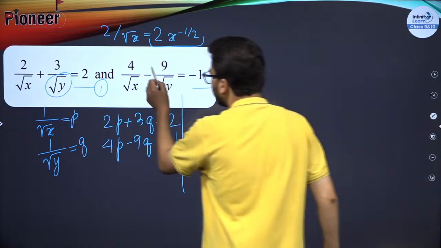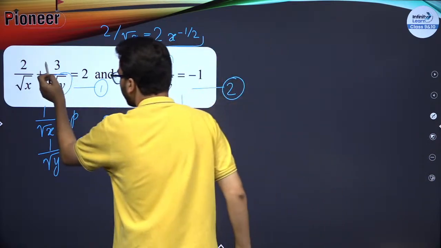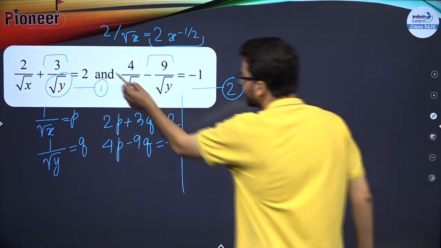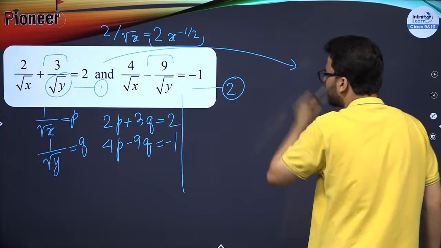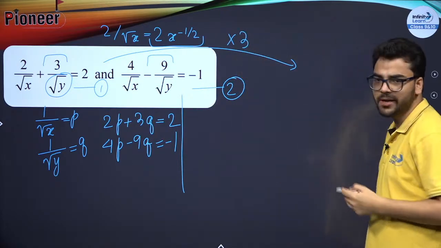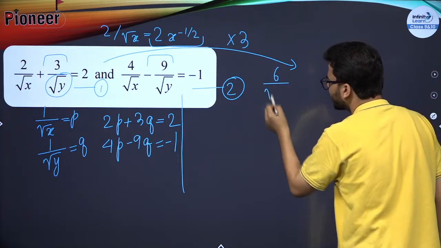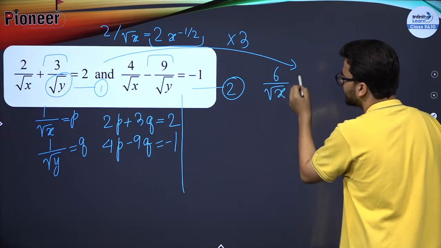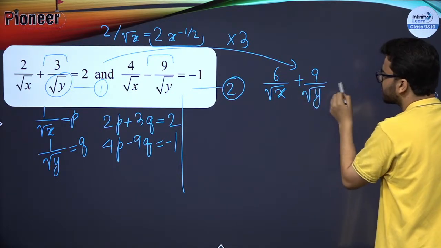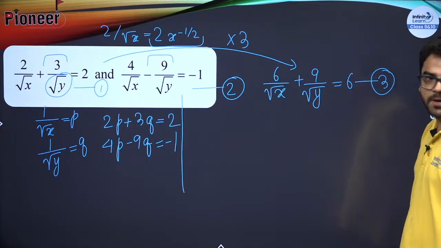So you see, the coefficient of 1 by root y is minus 9. The coefficient of 1 by root y is 3 over here. So can I multiply the first equation by 3 over here, Prathamesh? Do you agree with me? Then what will I get? I'll get 3 2s are 6 upon root x plus 3 3s are 9 upon root y, and then you'll get 3 2s are 6 over here. Can I say this is the third equation? Do you agree with me?